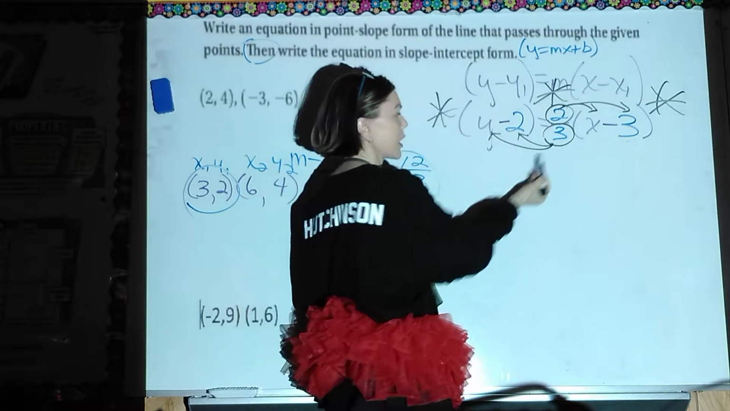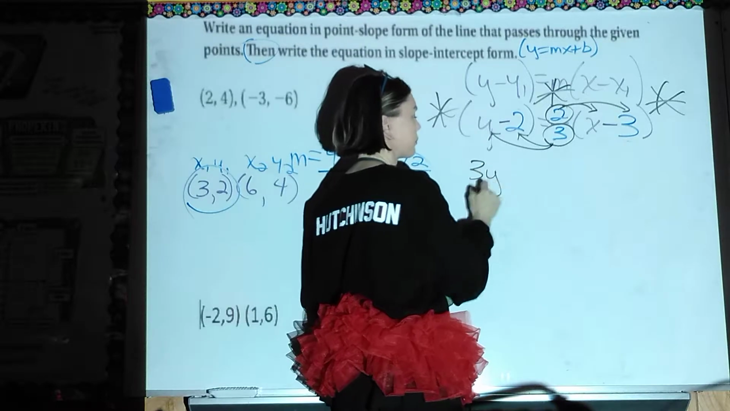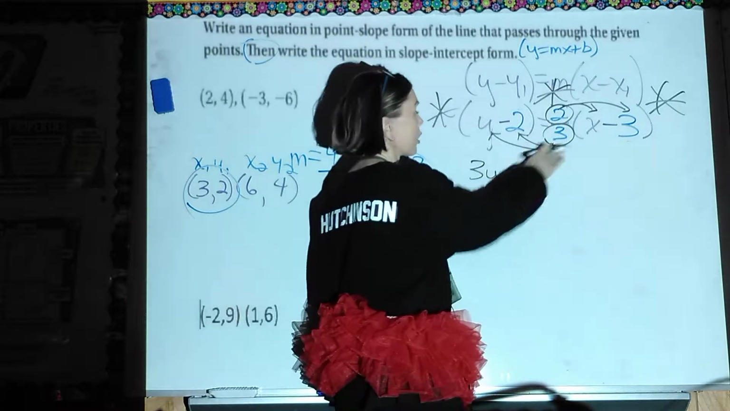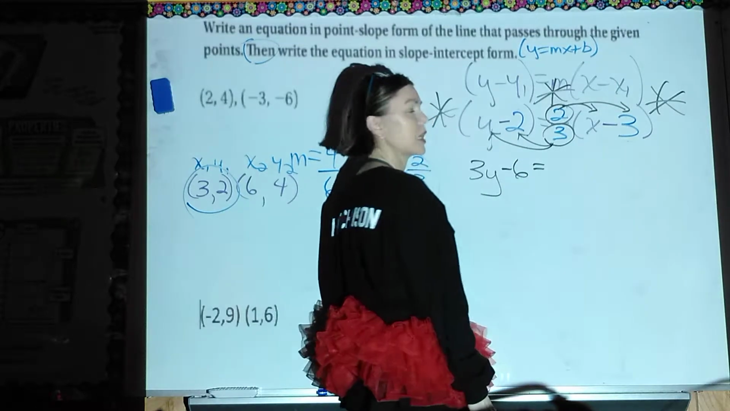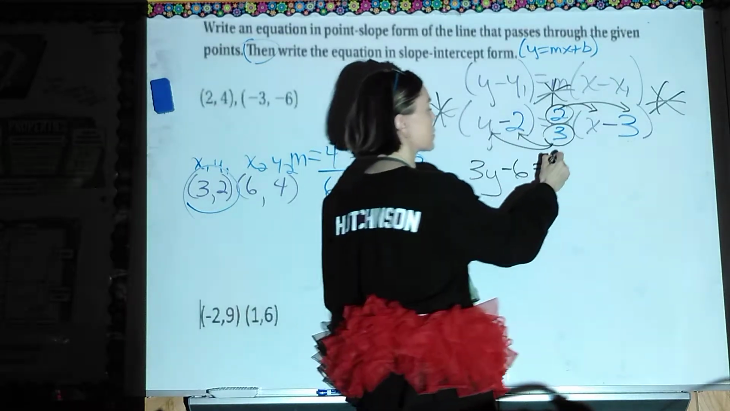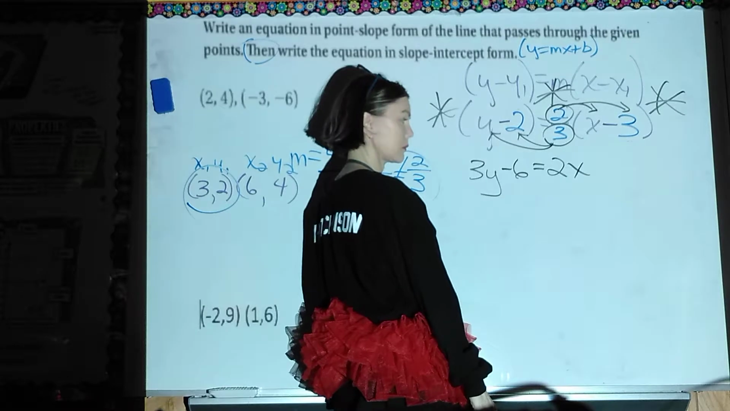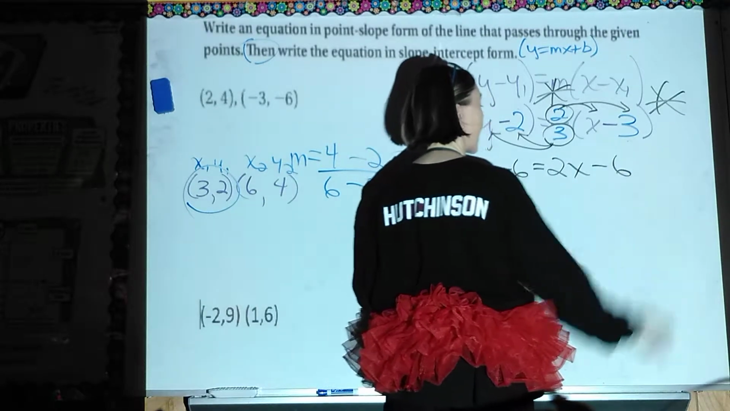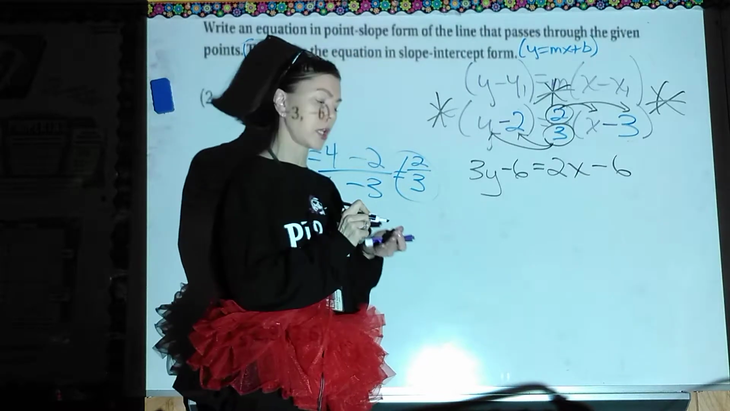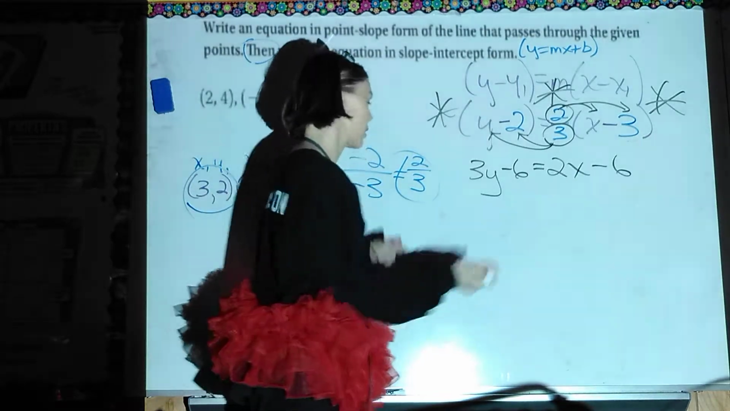Here we go. 3 times y is 3y. 3 times negative 2 is what? Negative 6. Bring down the equals. 2 times x is what? 2x. 2 times negative 3 is negative 6. Have we solved for y? No. Circle it. Do it. Do it now. Circle it.